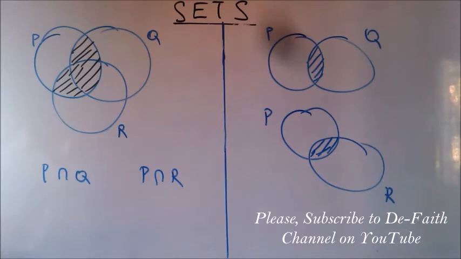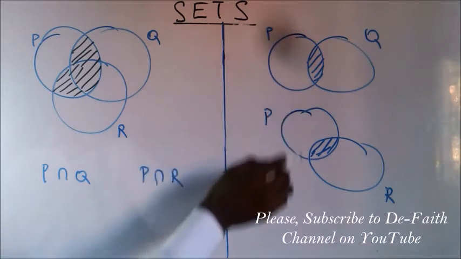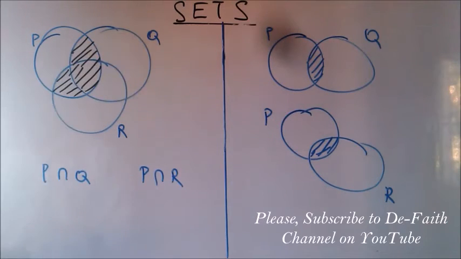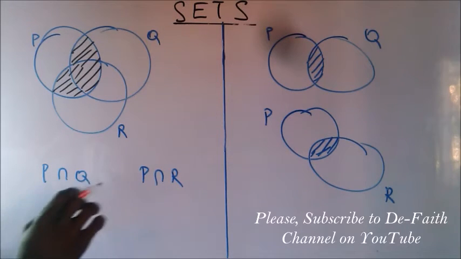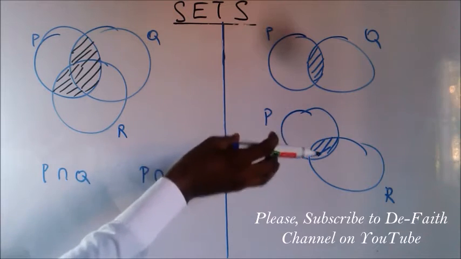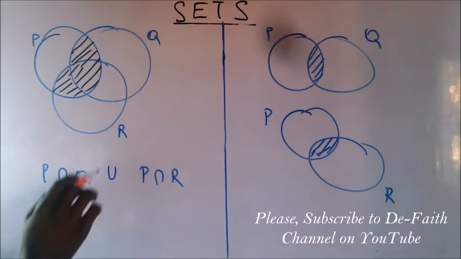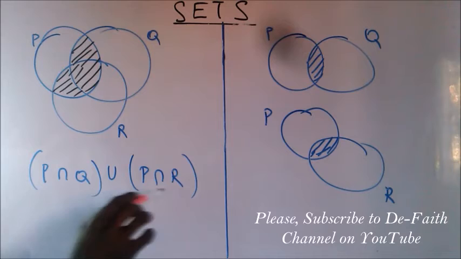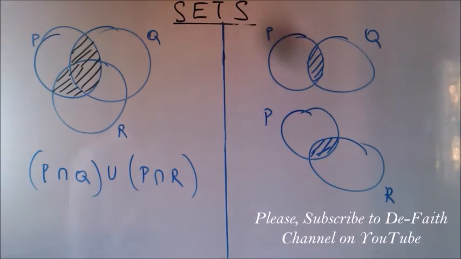Now when we take these two and we combine them together, it forms this. And so when you combine them together, the combination of the two is a union. So when you have a union, this is what you finally have at the end of the day.